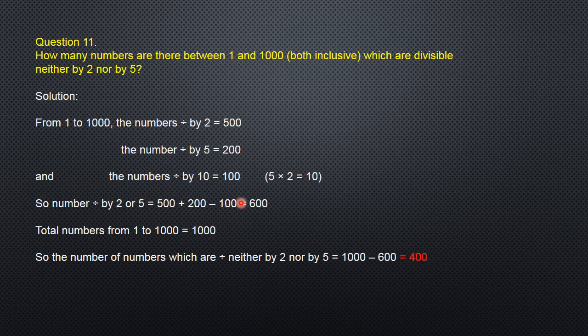The 600 numbers are divisible by either 2 or 5. But the total is 1000 numbers. So the number of numbers which are divisible neither by 2 nor by 5 is 1000 minus 600, that is 400. So 400 numbers are not divisible by 2 and not divisible by 5.